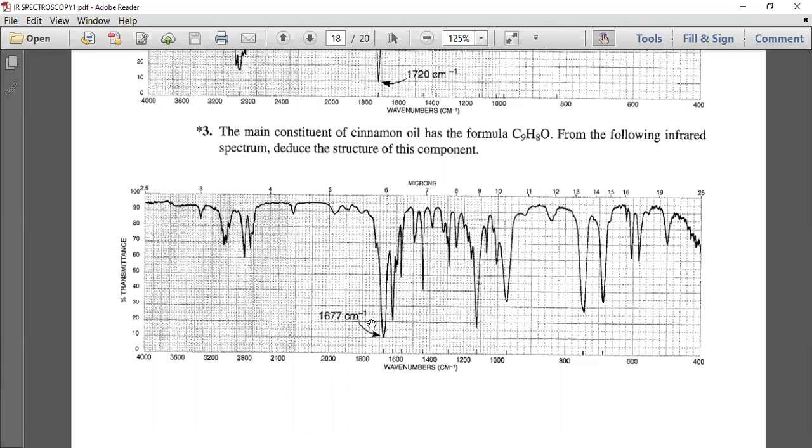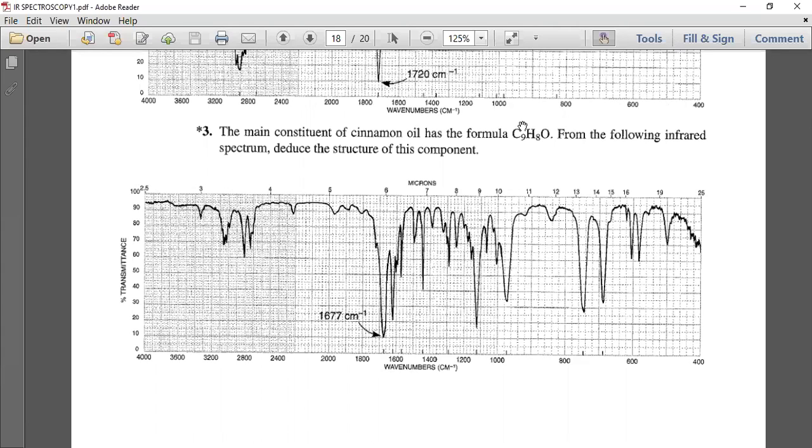Say for example, if it is a ketone, it should appear around 1710 or 1720. Because of aromatic conjugation, we need to decrease 30. So we'll be around 1680, right? At the same time, the degree of unsaturation is 6. So 4 for the aromatic ring, 1 for the carbonyl, one more will be there. One more is a double bond. So in this case, it is trans-cinnamaldehyde.